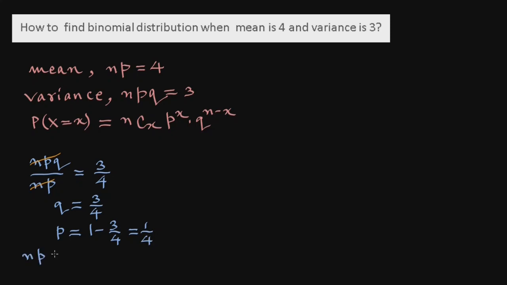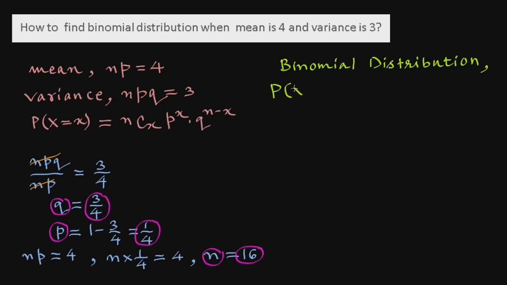And finally, np is 4. So n into 1 upon 4 is 4. So n will be 4 into 4, 16. So we got p equals 1 upon 4, q equals 3 upon 4 and n equals 16. Now the binomial distribution for a random variable x will be 16Cx into 1 upon 4 raised to x into 3 upon 4 raised to 16 minus x.